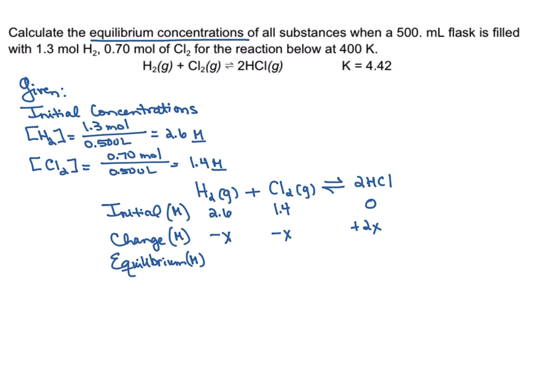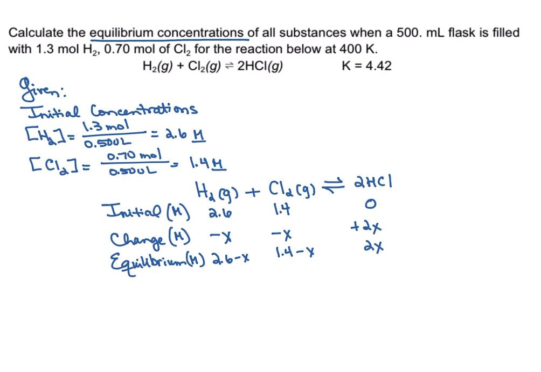Equilibrium is just adding initial plus change to give me my equilibrium. Initial plus change equals equilibrium. So they want us to find the equilibrium concentrations from our initial concentrations. This requires the ice table, and I need to solve for every equilibrium concentration on this table.